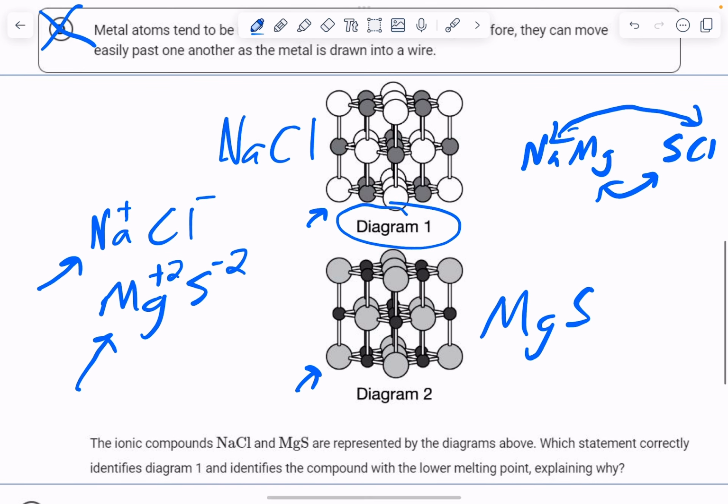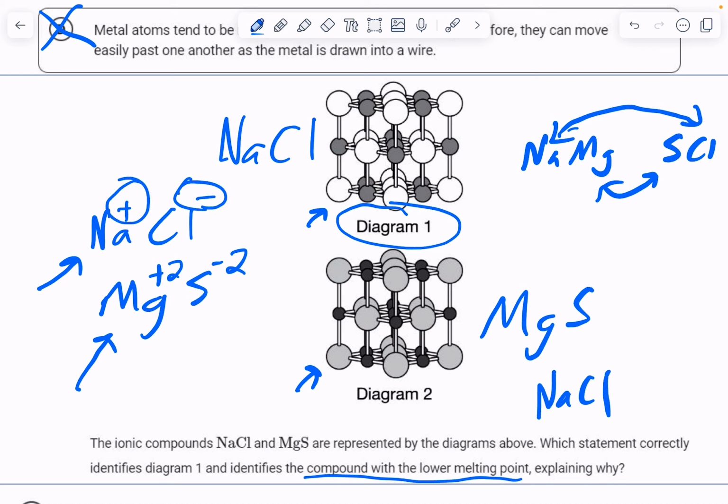And then it asks us to identify the compound with the lower melting point and explain why. A lower melting point means we're going to have weaker ionic bonds that we're breaking. So between NaCl and MgS, I'm going to say NaCl. NaCl has these single charges holding them together in that ionic bond, whereas MgS has +2 and -2 charges holding it together. So they have a stronger ionic bond.